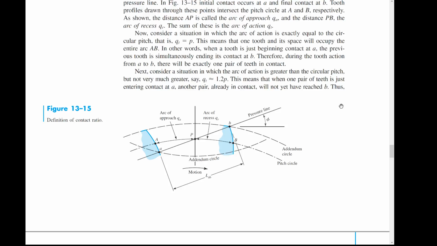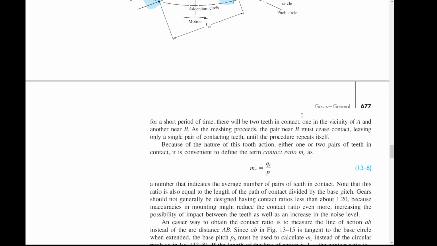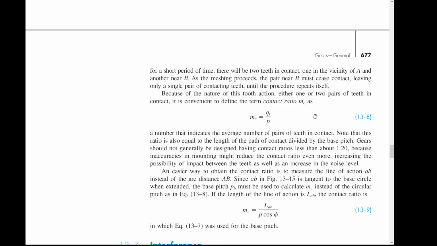All right. Next, consider a situation in which the arc of action is greater than the circular pitch, but not very much greater. Say 1.2 p. This means that when one pair of teeth is just entering contact at A, another pair already in contact will not yet have reached B. Thus, for a short period of time, there will be two teeth in contact, one in the vicinity of A and another near B. As the meshing proceeds, the pair near B must cease contact, leaving only a single pair of contacting teeth until the procedure repeats itself, like Groundhog Day.